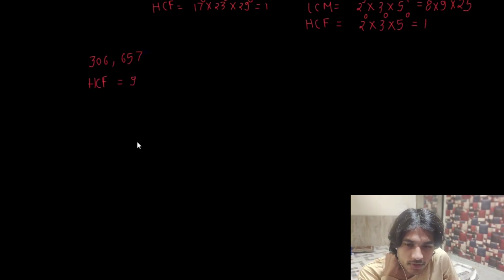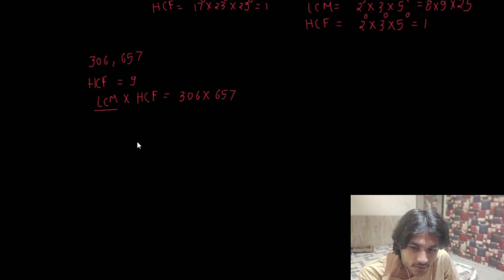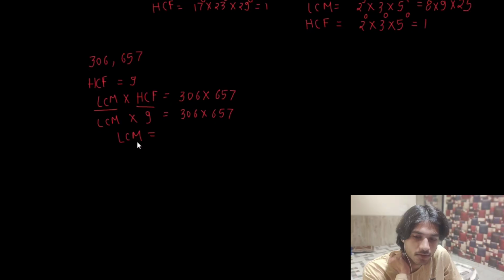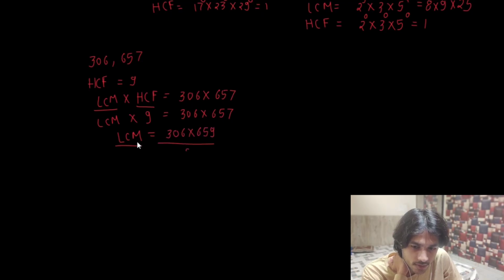So HCF is 9. Now we simply know that LCM multiplied by HCF is the product of the two numbers, that is 306 multiplied by 657. We have to find LCM. This is unknown, but this is known. So this is going to be LCM multiplied by 9 equals 306 multiplied by 657. If I divide both sides by 9, I'm going to get 1 multiplied by LCM. LCM is a natural number, so 1 multiplied by a natural number is the natural number, so LCM. And here, I have to divide the right hand side by 9.